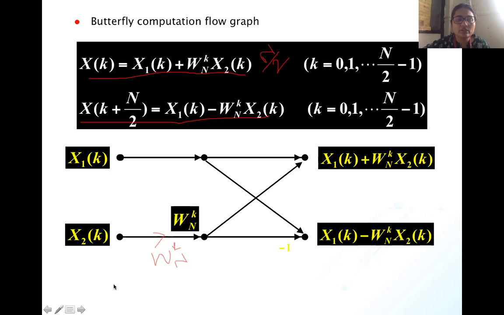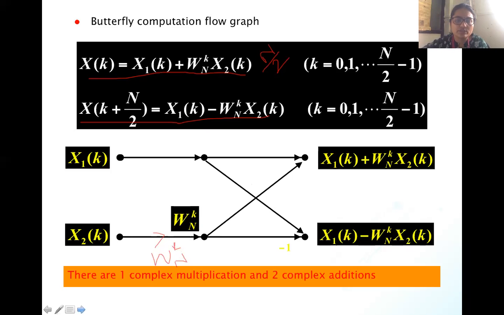Okay, so with the butterfly structure, we can implement the flow graph in order to find out the DFT values. So this is the first stage computations. Similarly, there is one complex multiplication. So this is one complex multiplication and two complex additions are required.